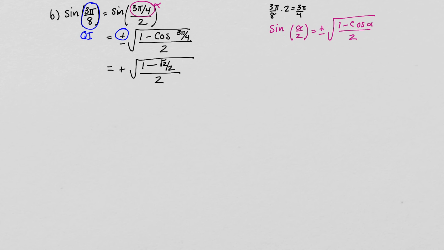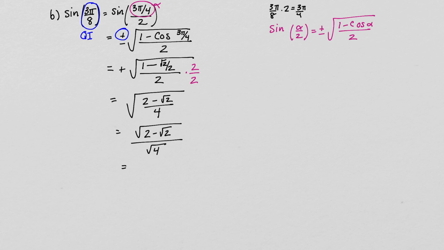Again, I want to get rid of that little fraction. So if I multiply the top by 2 and the bottom by 2, and I don't have to keep writing the plus sign, I end up getting 2 minus root 2 all over 4. And that I could break down into the square root of the top, so the square root of 2 minus root 2, divided by the square root of 4, which is 2. So the square root of 2 minus root 2, all over 2.